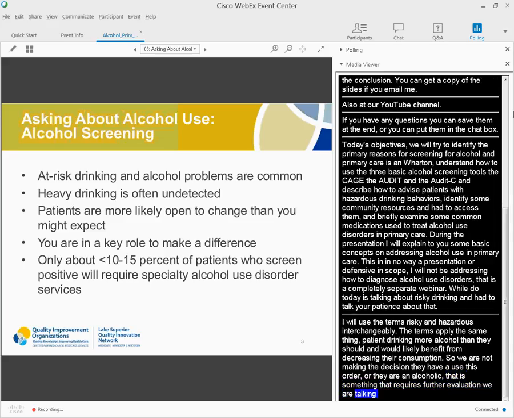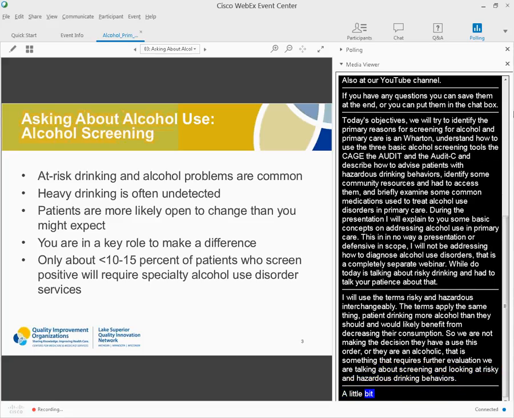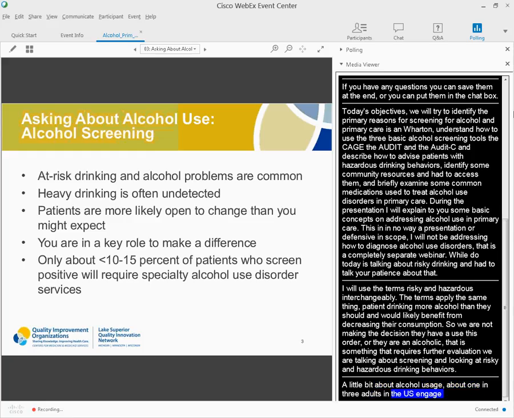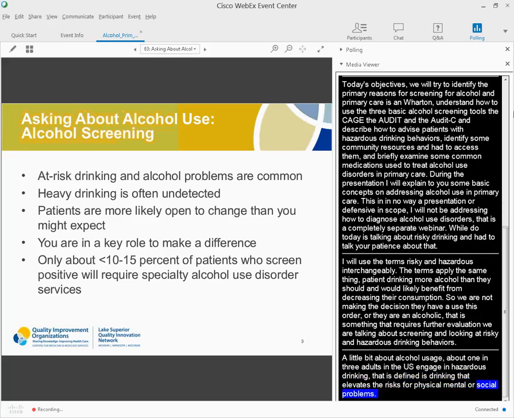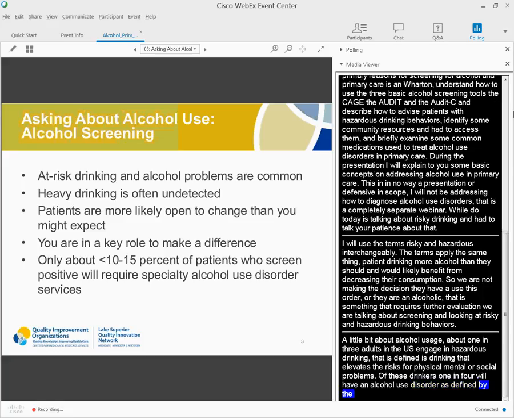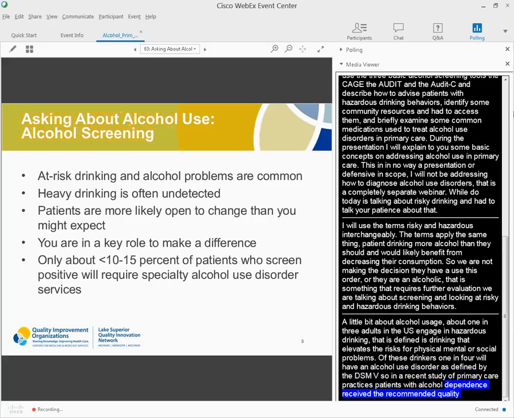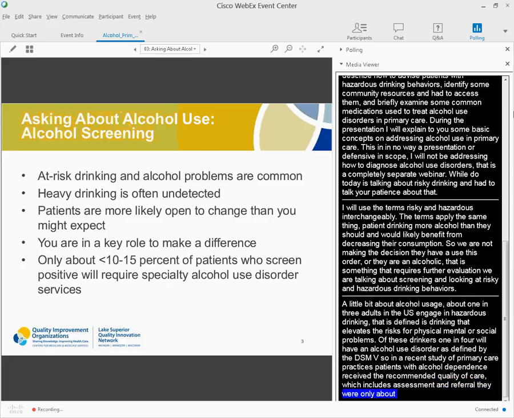Okay, so a little bit about alcohol use. About 1 in 3 adults in the U.S. engage in hazardous drinking, which is defined as drinking that elevates their risk for physical, mental, or social problems. Of these hazardous drinkers, about 1 in 4 will have an alcohol use disorder as defined by the DSM-5. In a recent study of primary care practices, patients with alcohol dependence received recommended quality of care, which included assessment and referral. Only about 10% of those patients were likely to be referred to recommended treatment.